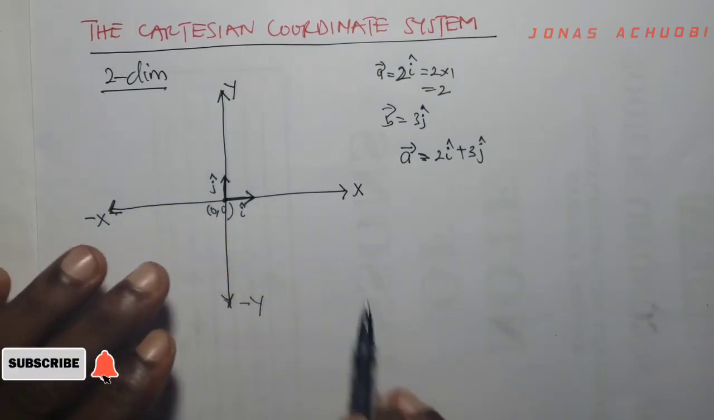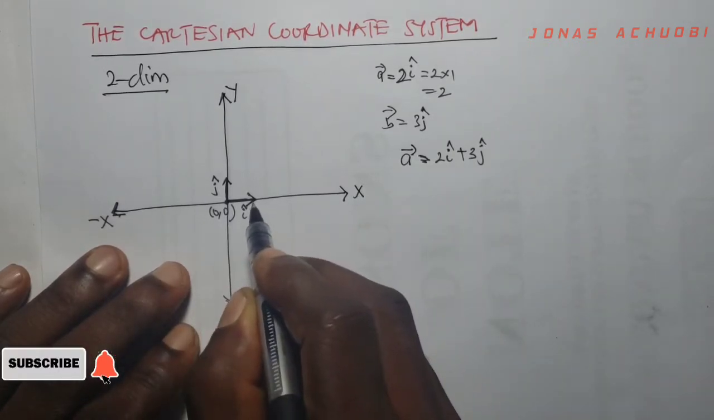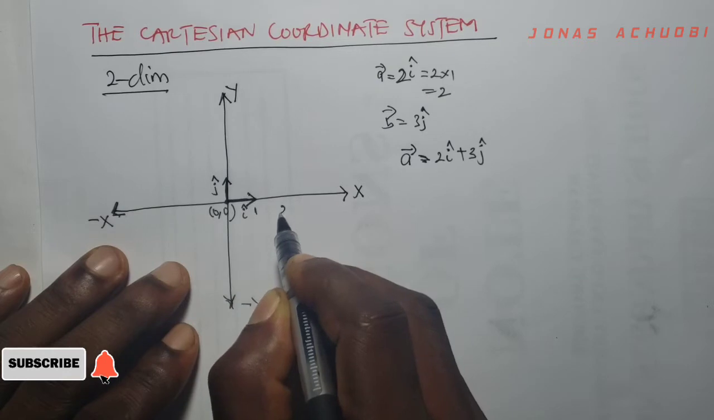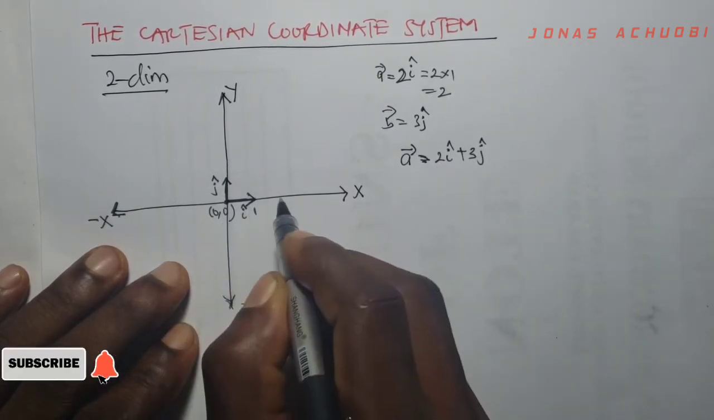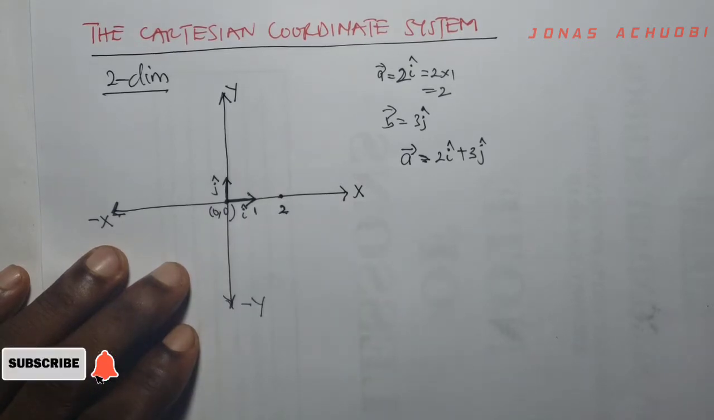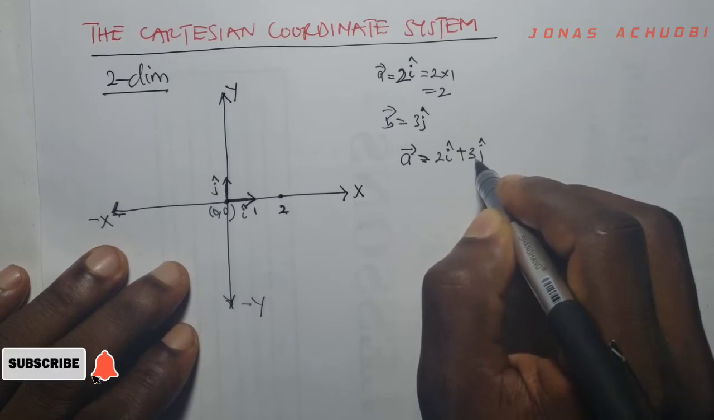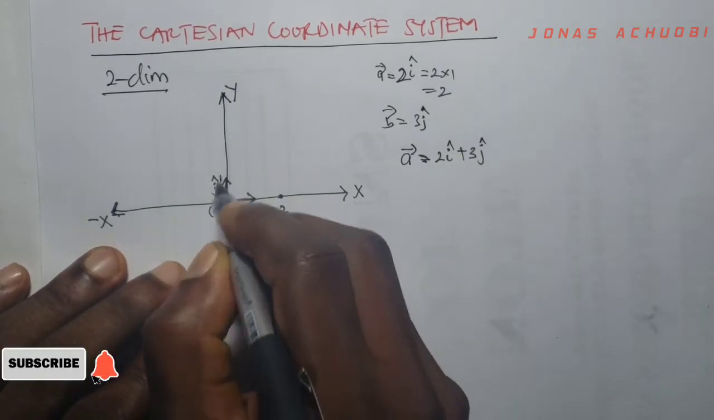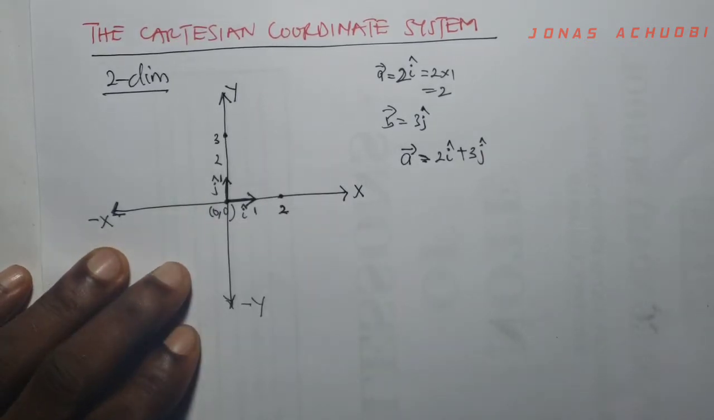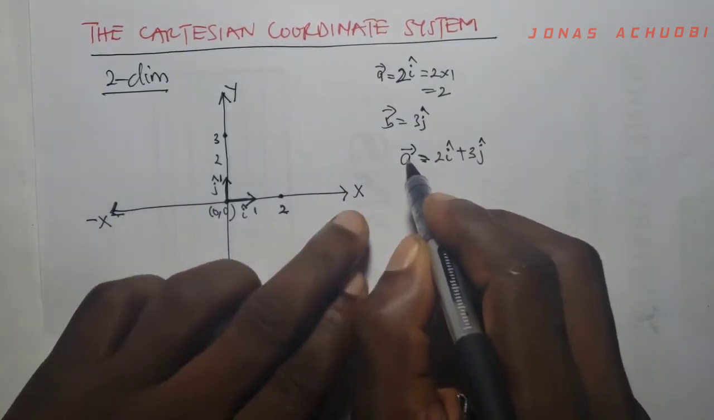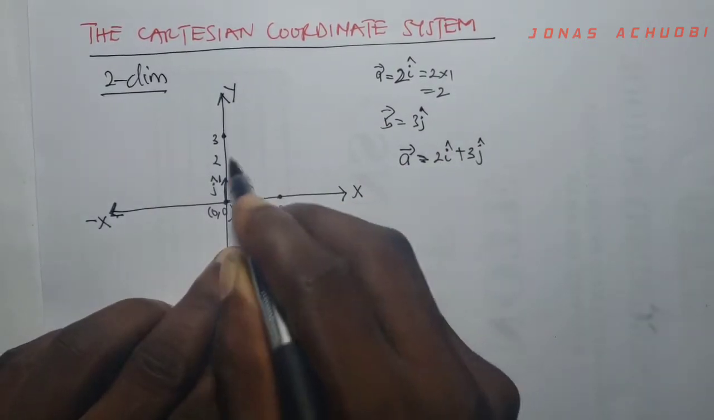Let us come back here and represent what that means. So 2 units in the x direction is this. The unit vector is 1, so this is 1, and 2 must be somewhere here. So this 2 is from the origin to this point, point 2. And this vector a is 3 units in the positive y direction. So this is 1, 2, say 3, so the point 3 is somewhere here. Now, the vector a is located at the point where 2 and 3 will meet.